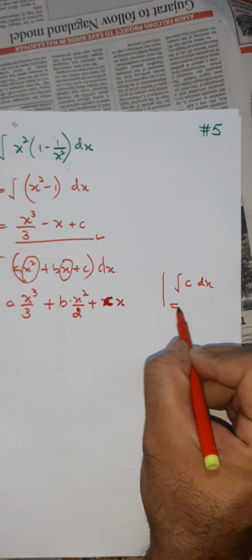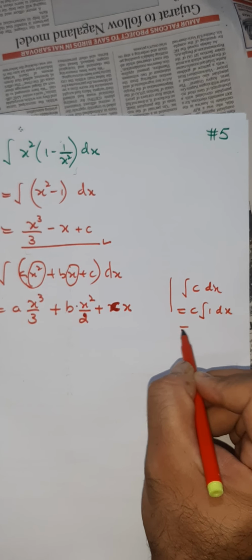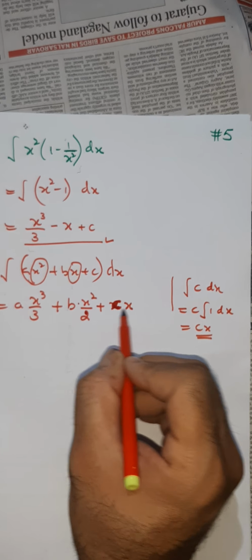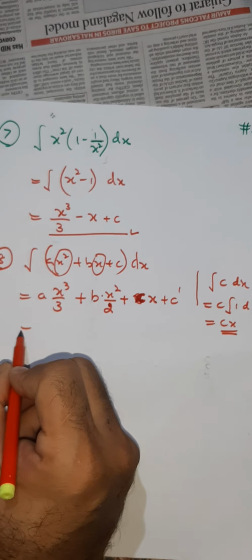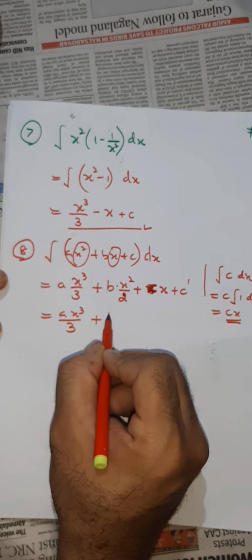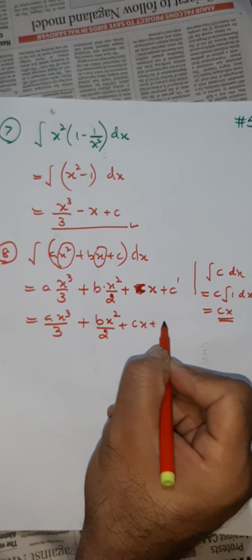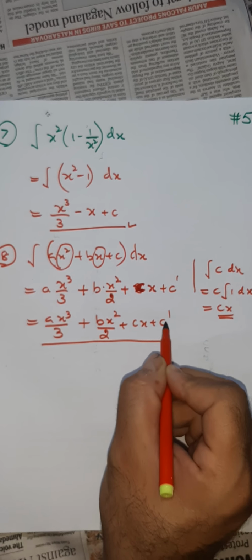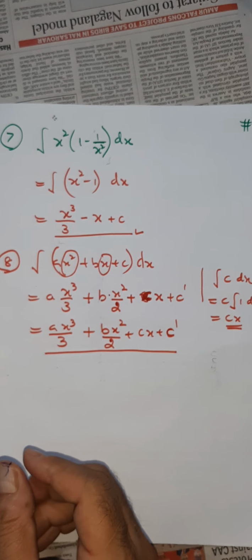So c will come out, integral of 1. What is the integral of 1? Which is x. So that's why cx, like this. C is already there, so I'll write c dash. So you have ax³ by 3 plus bx² by 2 plus cx plus c dash. You differentiate this last expression, you will get that bracket. That is a given function.